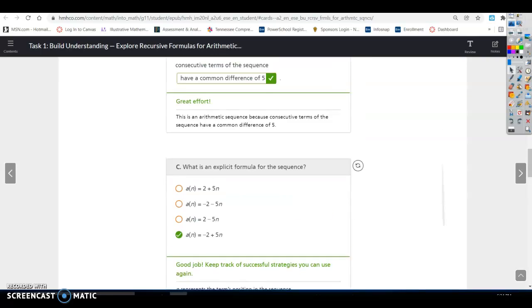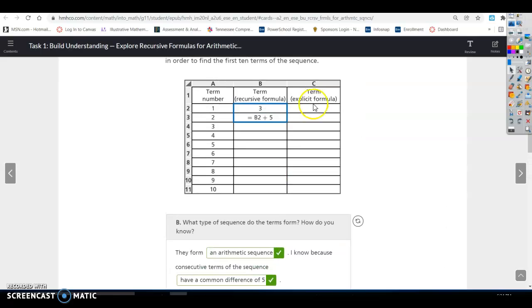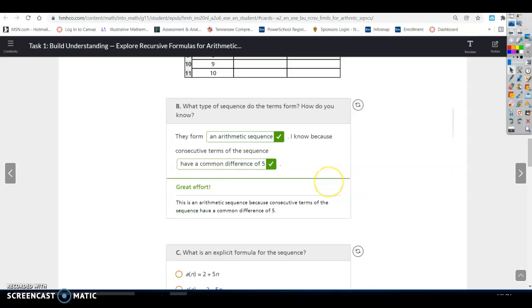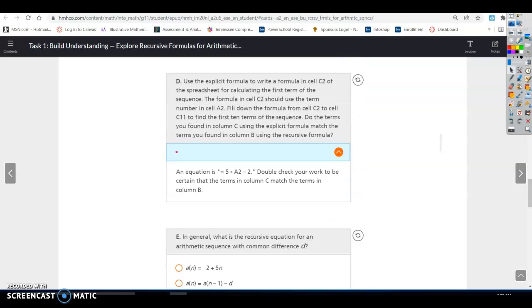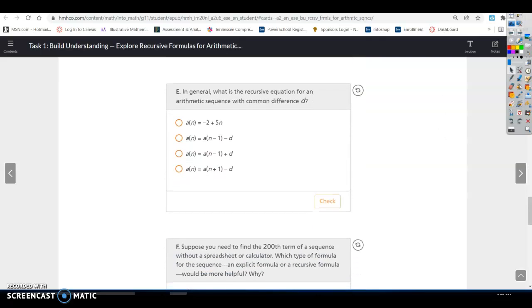Basically, if you go back up to the spreadsheet, in column B you're using the recursive formula. If you go up here and use the explicit formula, then all you want to do is double check and see if you get the same answers from each one of those. That just gives you some practice using the two different types of formulas.